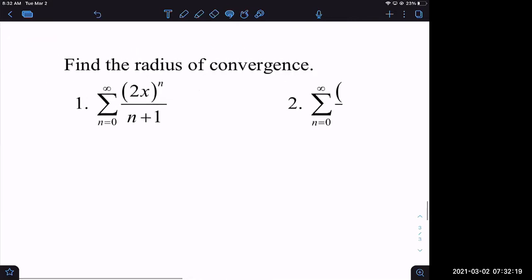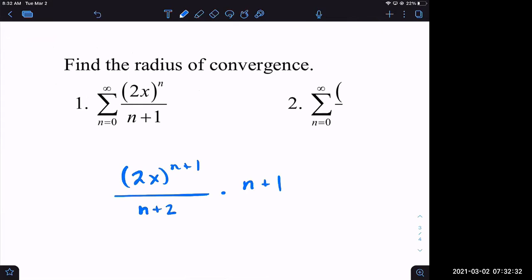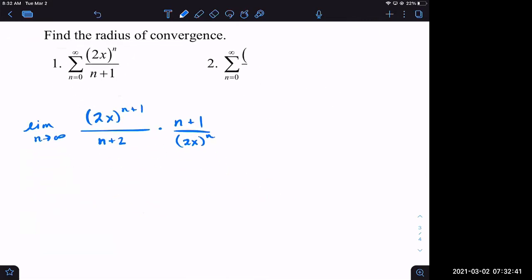by doing the ratio test, unless you recognize that it's geometric, but I don't see this one being geometric. So I have 2x to the n plus 1. If I replace n with n plus 1, the denominator is n plus 2. I multiply by the reciprocal, and then I take the limit as n goes to infinity. Well, I guess I should reduce first. The 2x to the n plus 1 and the 2x to the n reduces to just a 2x on top. So when I reduce this, I get to here.